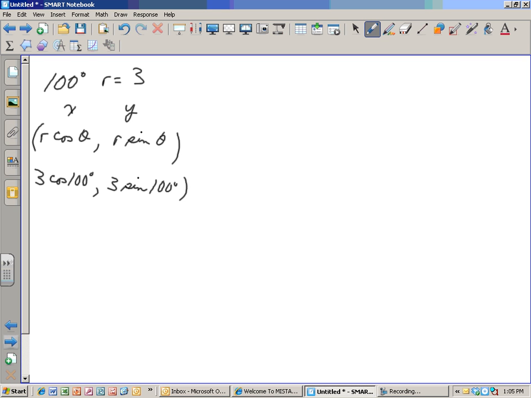And to find the y-coordinate, it is 3 times sine of 100. You don't have to worry about which is which. If you plug in 3 cosine 100, you will get a negative number. And if you plug in 3 sine 100, you'll get a positive number, because sine is positive in the second quadrant and cosine is negative. So we'll take care of your positives and negatives for you. Is that clear? I don't know if you have any like this in homework, given a radius and an angle that's not special. I think they do have special angles here.